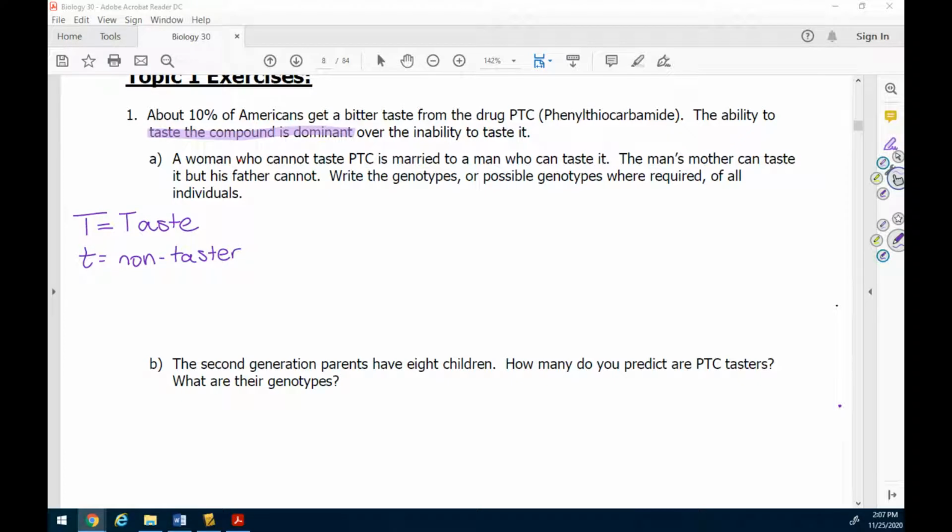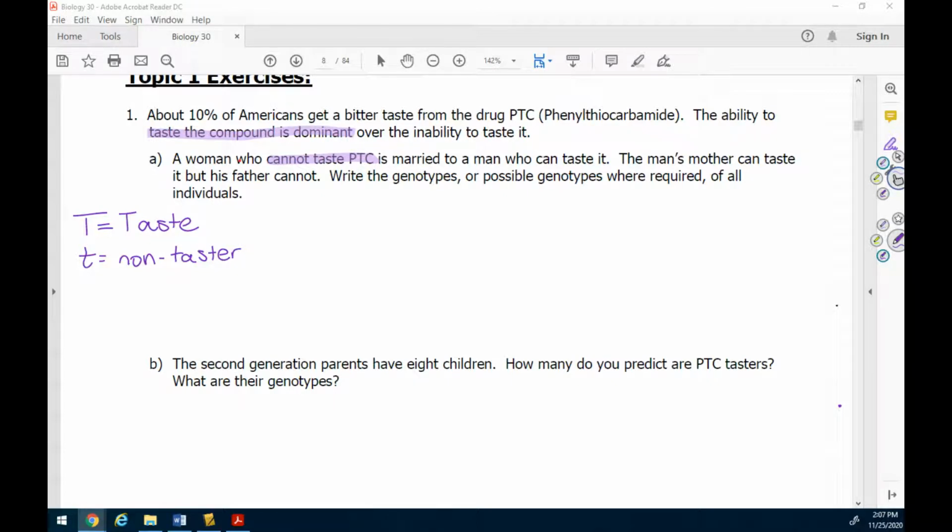A woman who cannot taste PTC is married to a man who can taste it. The man's mother can taste it, but his father cannot. Write the genotypes or possible genotypes where required of all individuals. So I'm going to set this up like a family tree.